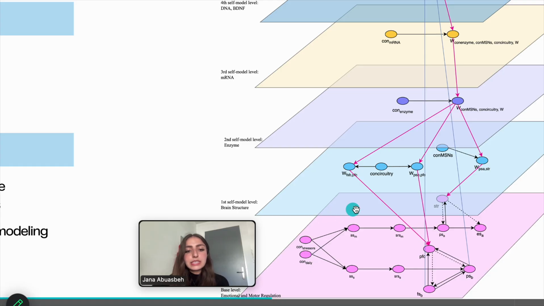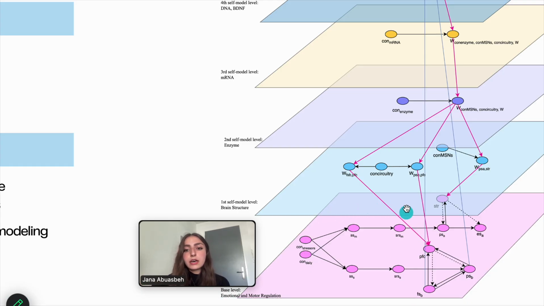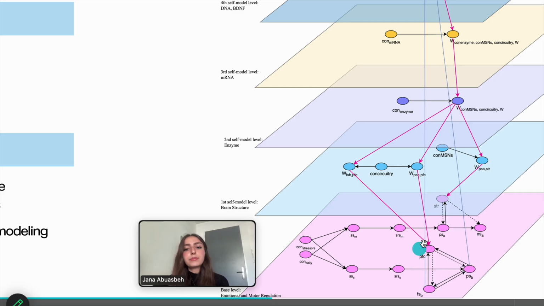In this level, we see behavior, emotional and motor regulation. This cycle here is the motor regulation cycle controlled by the striatum, and below here we see the emotional regulation cycle controlled by the prefrontal cortex, and I adapted this cycle from Professor Treur's book.